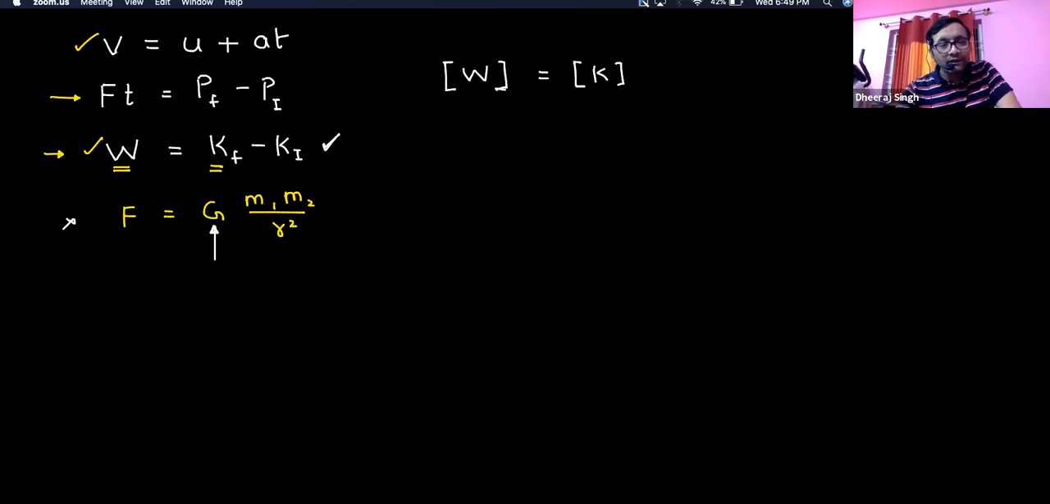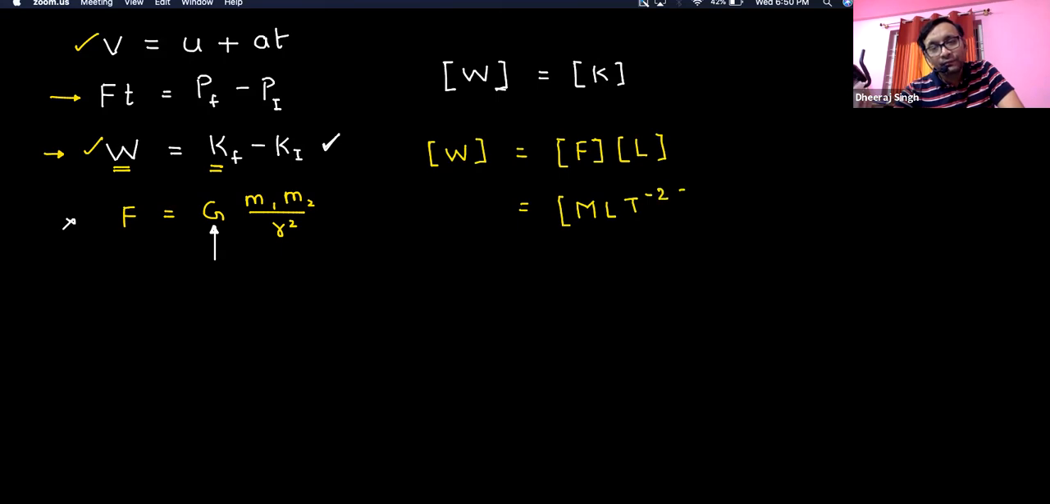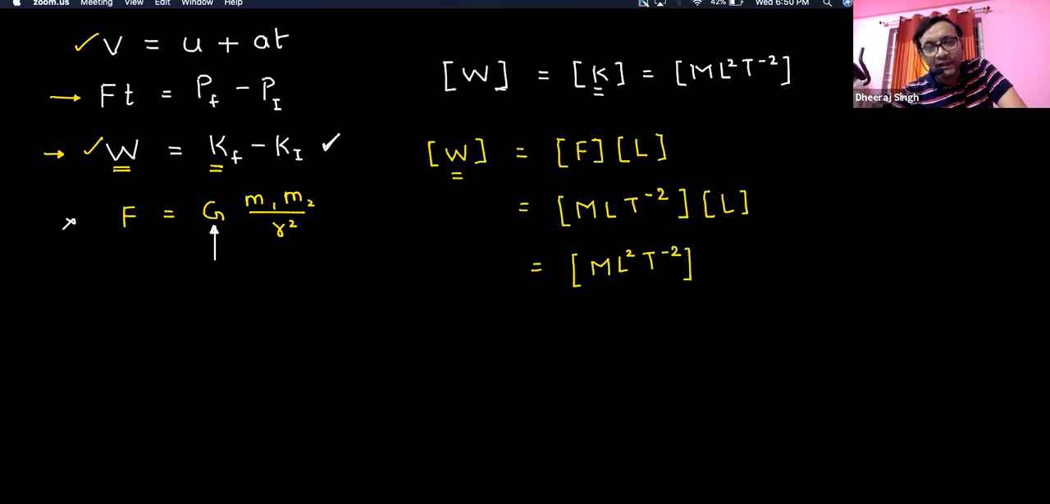Dimension of work is what? Work is force into displacement, force into distance, L. Force is mass times acceleration, M L T to the power minus 2, into dimension L. So you will get work done as M L squared T to the power minus 2. This is the dimension of work, and you have already found the dimension of kinetic energy earlier, which was M L squared T to the power minus 2: dimension of mass into dimension of velocity square. So you can see this equation is dimensionally correct.